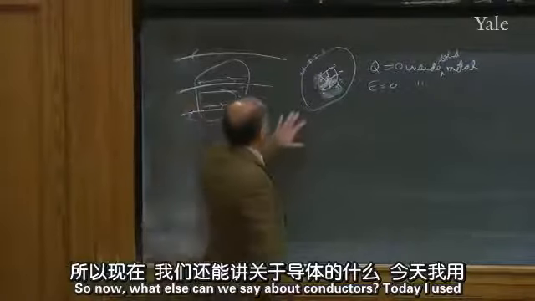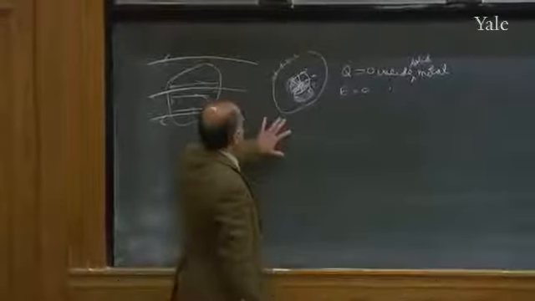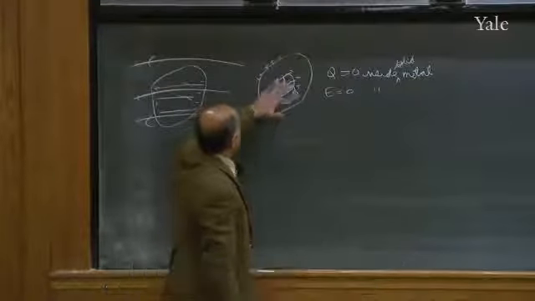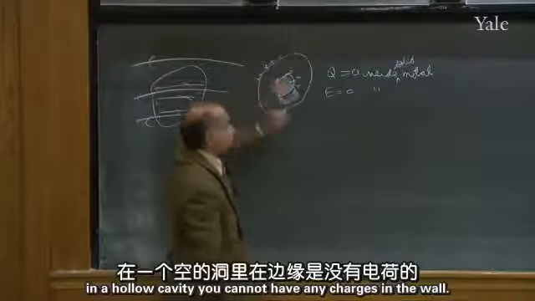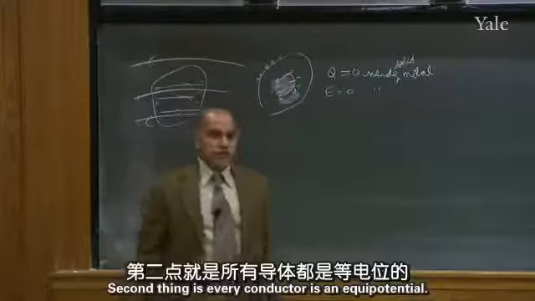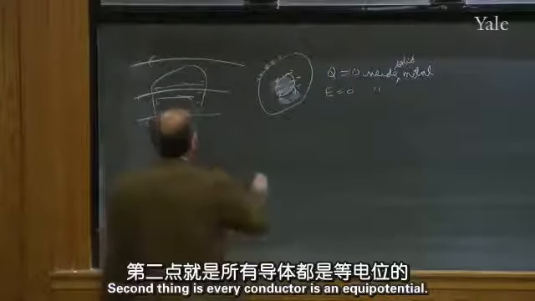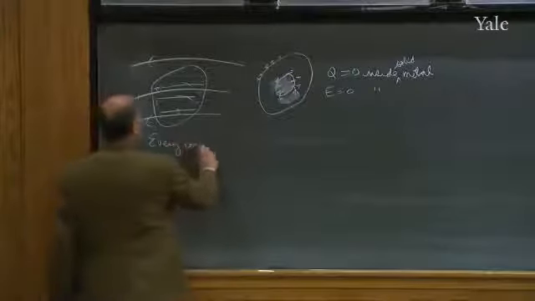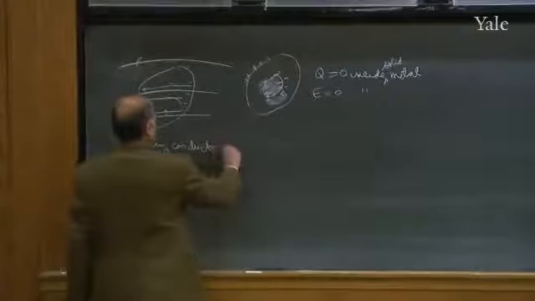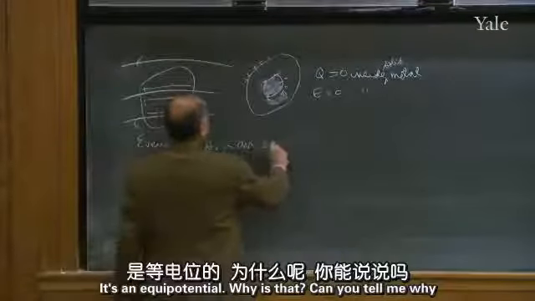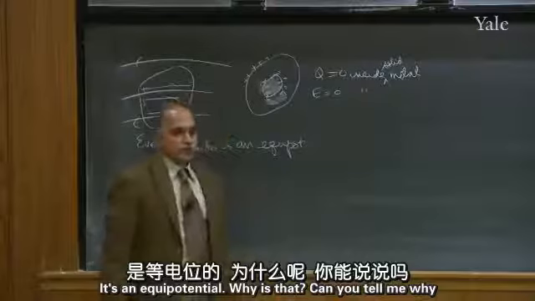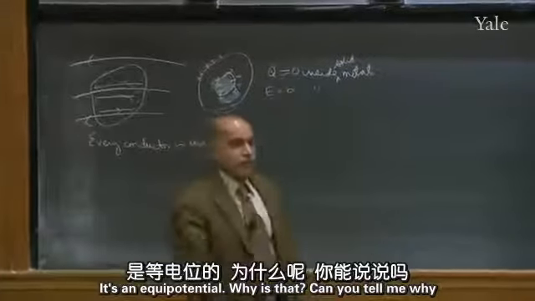So now, what else can we say about conductors? For today, I use the fact that the line integral of E is 0 to tell you that in a hollow cavity, you cannot have any charges in the wall. Second thing is, every conductor is an equipotential. It's an equipotential. Why is that? Can you tell me why that is true?